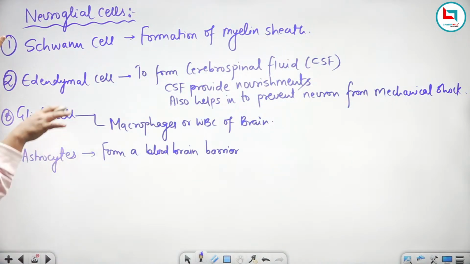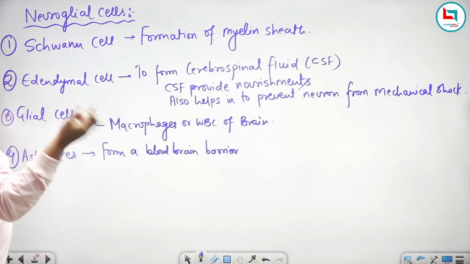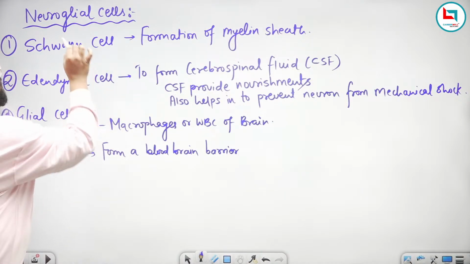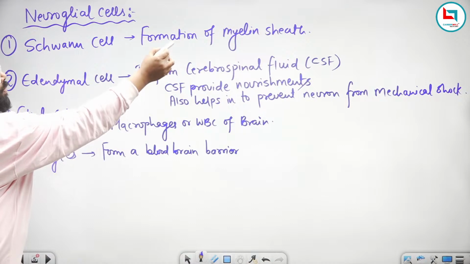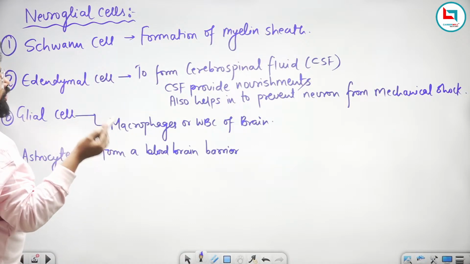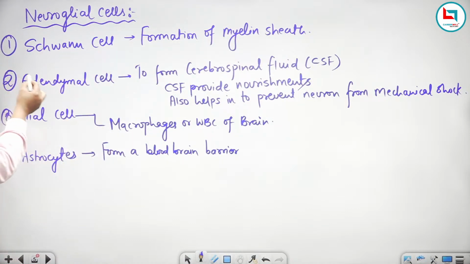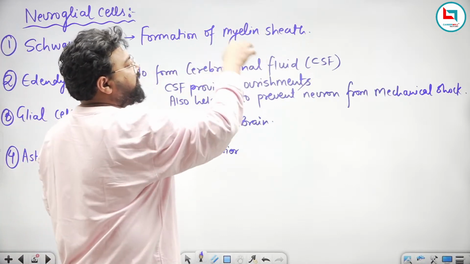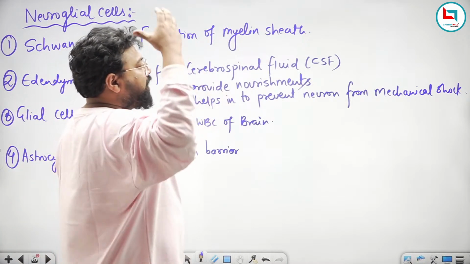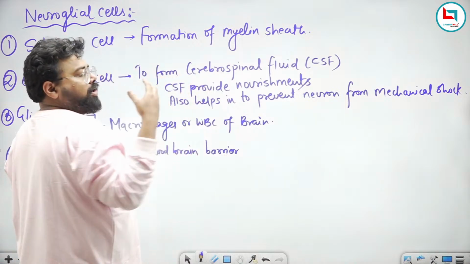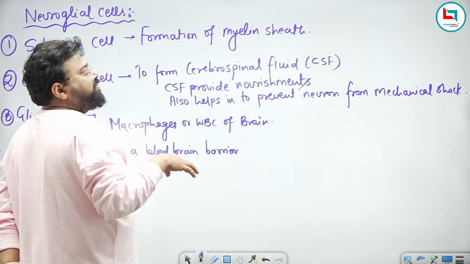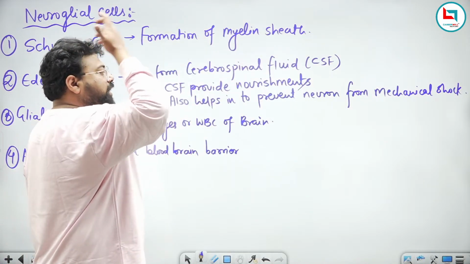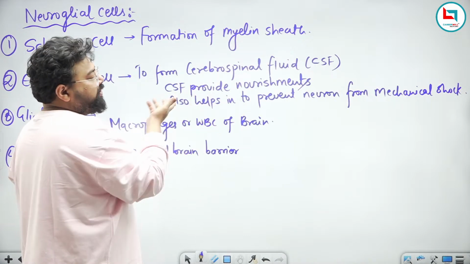Neuroglial cells: there are different types of neuroglial cells. These cells support neurons in performing their function. The Schwann cell forms the myelin sheath, and the myelin sheath protects the neuron from mechanical shock. The ependymal cell forms CSF, and this CSF is a liquid which is filled in our brain and spinal cord, and this CSF provides nourishment to our brain and spinal cord as well as to these neurons.